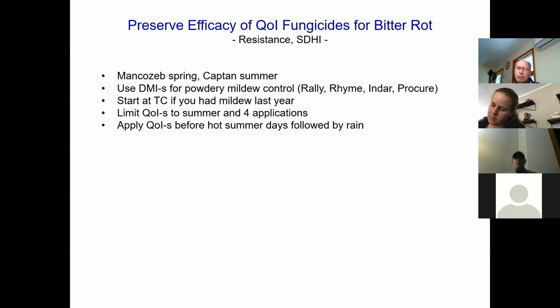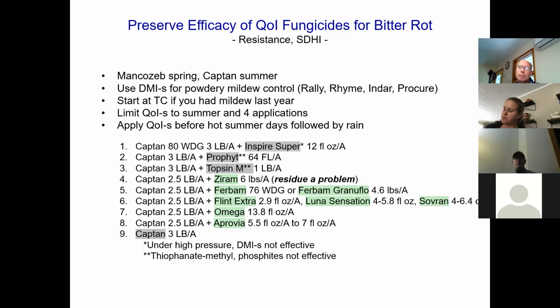And these QI fungicides, when you apply them, you should try to use them really just before the rain that is happening after a block of hot summer days. And these are the 8 different combinations, and also you can use Captan alone, which is number 9 that I outlined here, which I would recommend you to use.